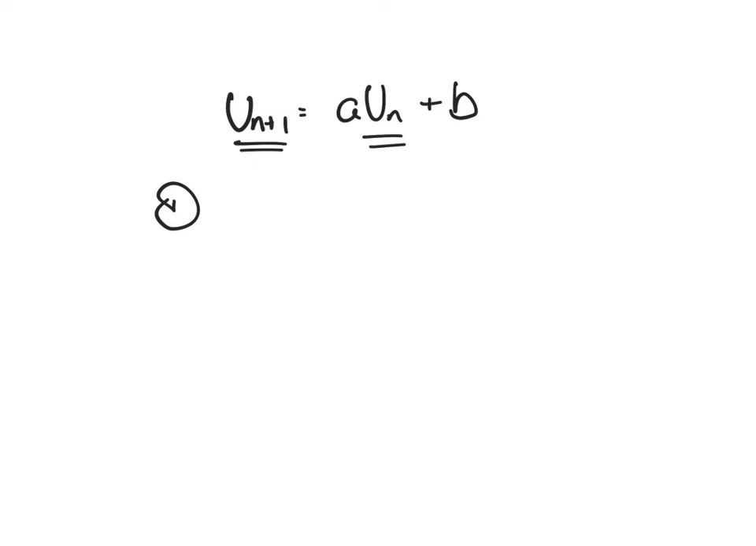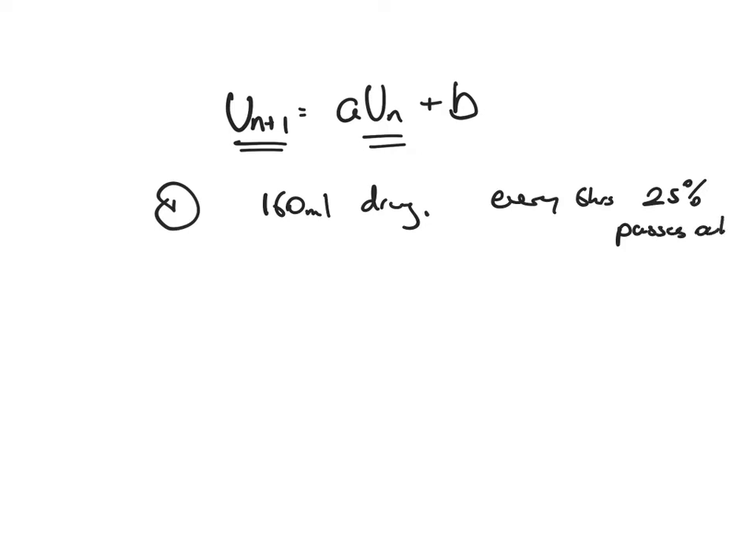A patient is injected with 160 millilitres of a drug. Every 6 hours, 25% of the drug passes out of the bloodstream. Okay. To compensate, a further 20 ml dose is given every 6 hours.